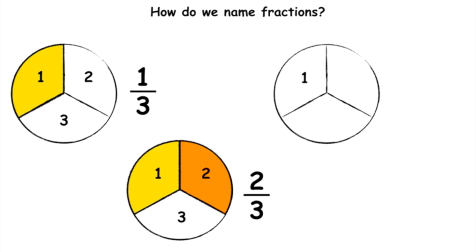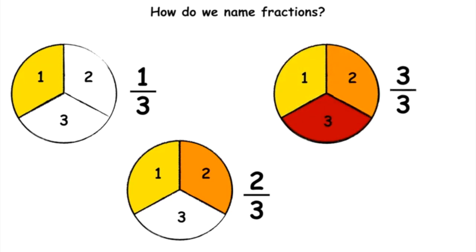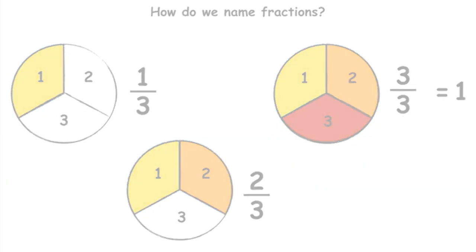This circle has also been cut into 3 equal pieces. Now I'm going to color all of these pieces. 1, 2, and 3. I have colored 3 out of 3 equal pieces. I have colored 3/3, which is the same as 1 whole.